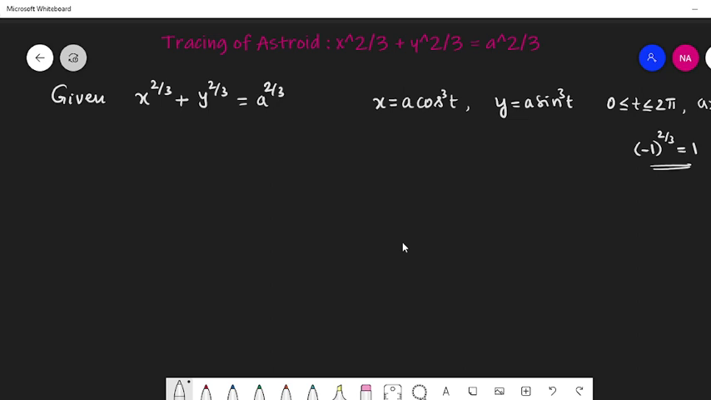So the idea of the tracing of asteroid is exactly the same as tracing of a Cartesian curve.